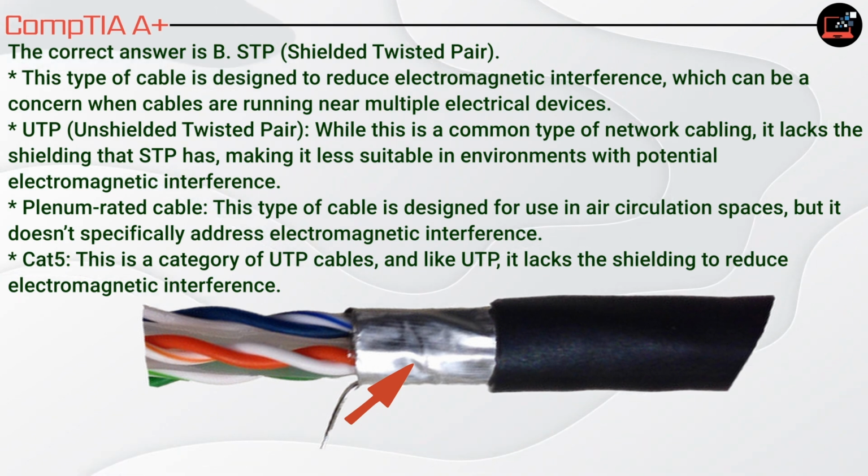UTP, unshielded twisted pair. While this is a common type of network cabling, it lacks the shielding that STP has, making it less suitable in environments with potential electromagnetic interference. Plenum rated cable. This type of cable is designed for use in air circulation spaces, but it doesn't specifically address electromagnetic interference. Cat5. This is a category of UTP cables, and like UTP, it lacks the shielding to reduce electromagnetic interference.